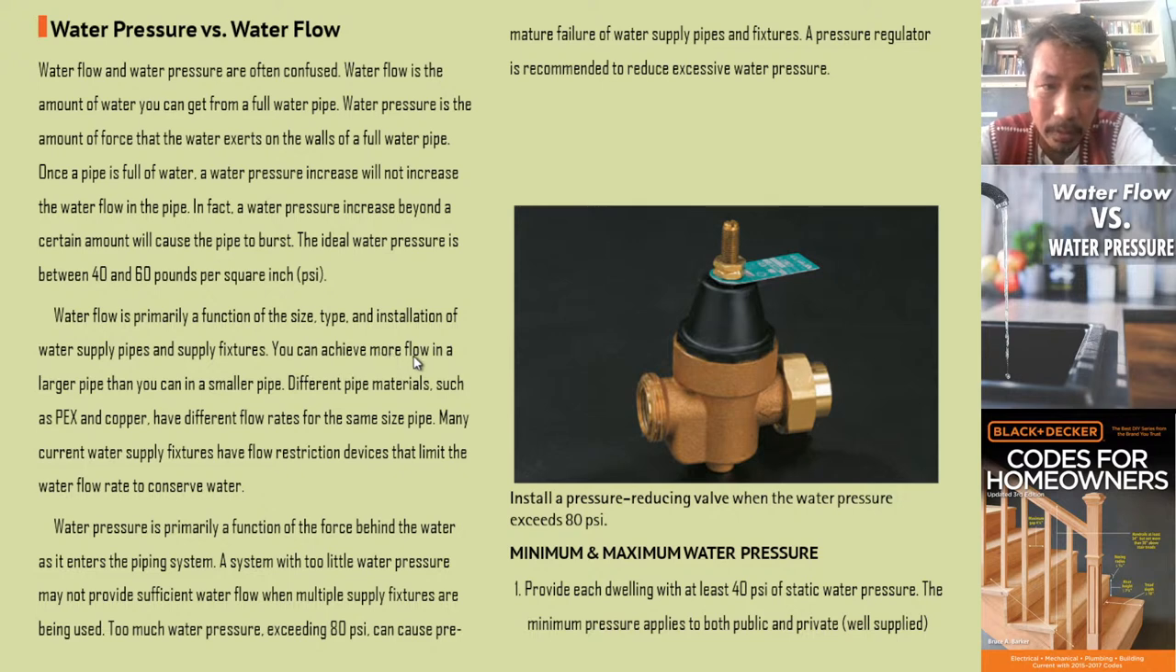You can achieve more flow in a larger pipe. Because the flow is the amount of water. We are talking of the amount of water. How much water is being discharged per minute? You need more water discharge per minute if, for example, you are using the water to put out a fire. If you are using water to put out a fire, you need more water if the fire is big. So a bigger fire would need a large amount of water. Imagine if there is a big fire and you have a very small volume of water.